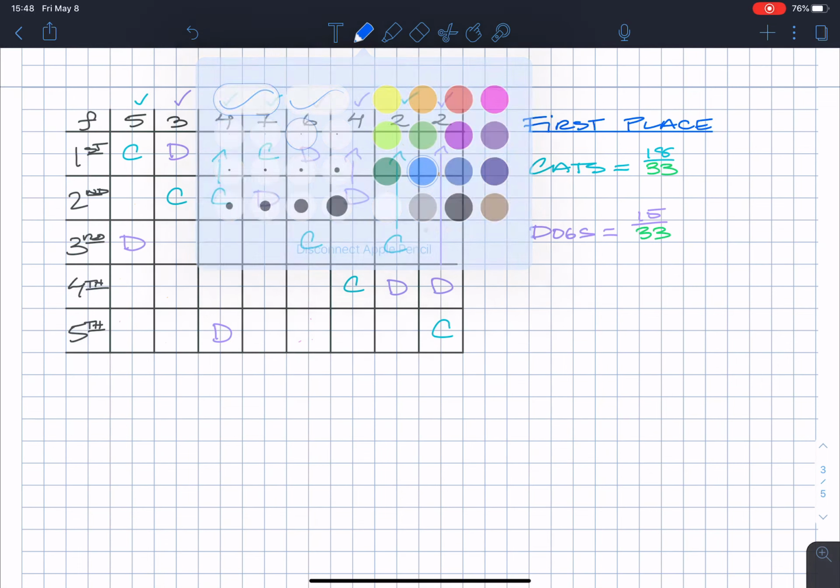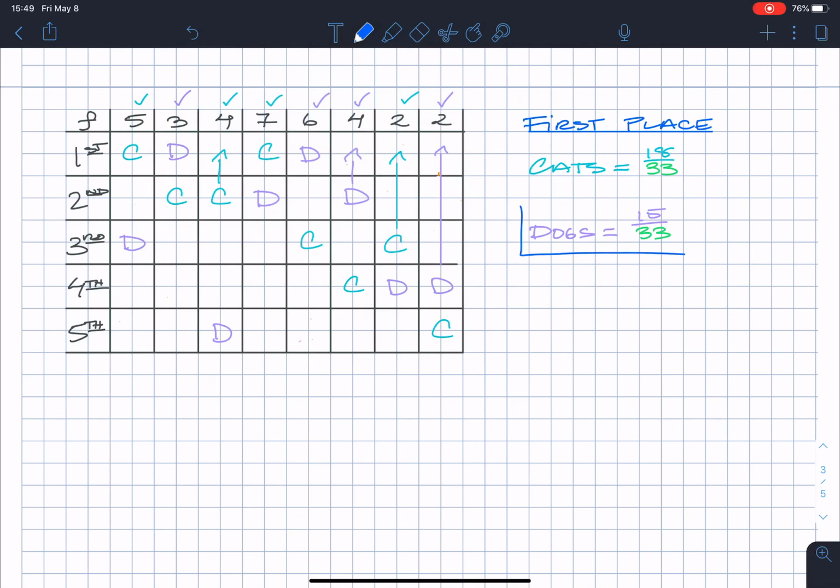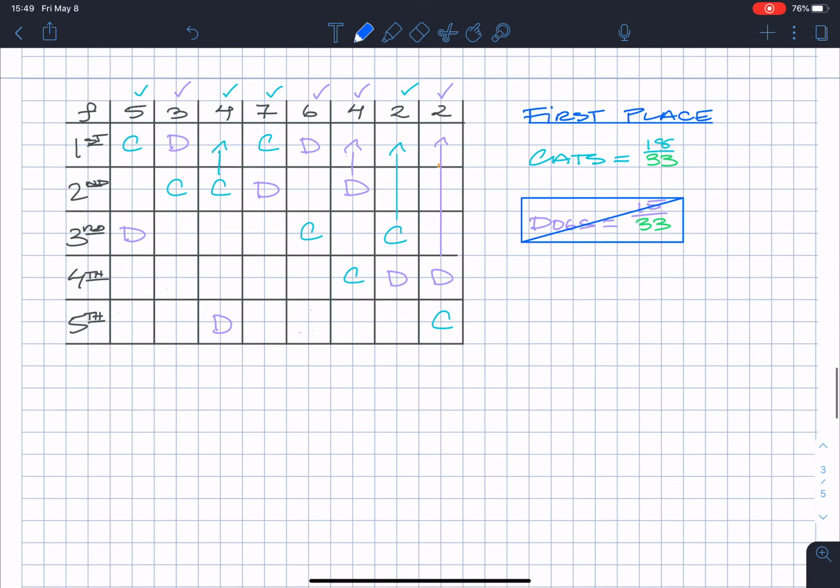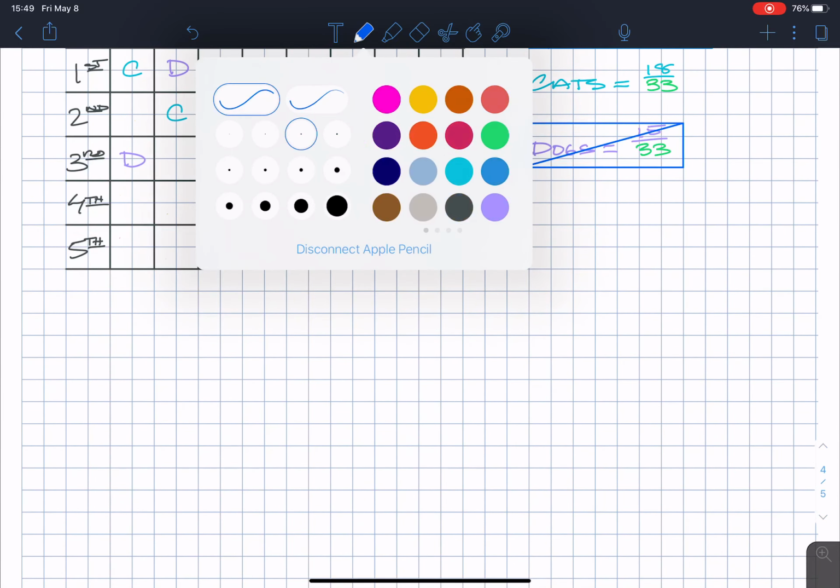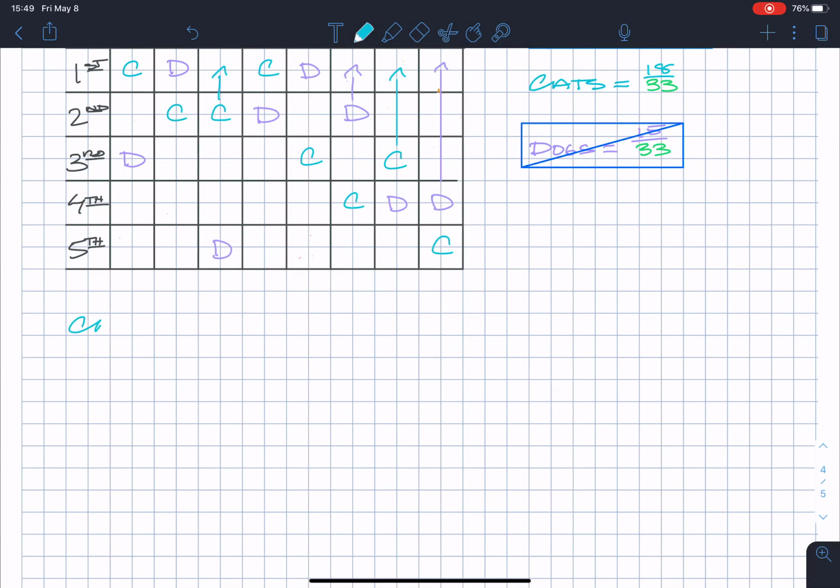Okay, so what happens in this final round, instant runoff voting? Dogs are eliminated, so cats win by instant runoff voting. So cats win by instant runoff voting, IRV.